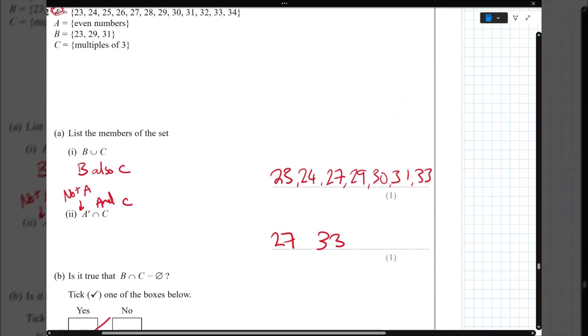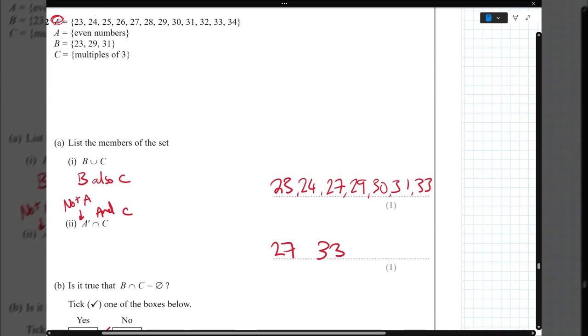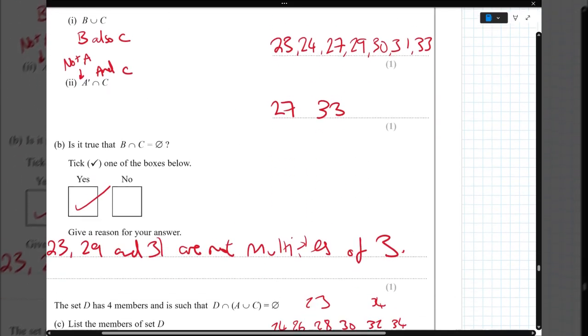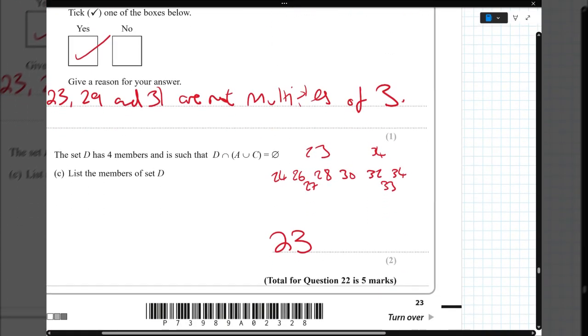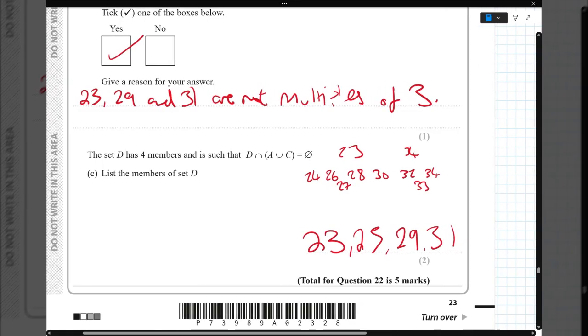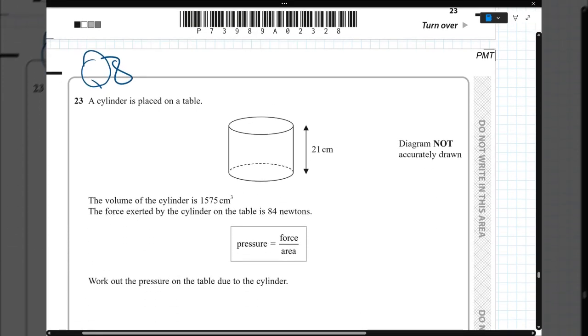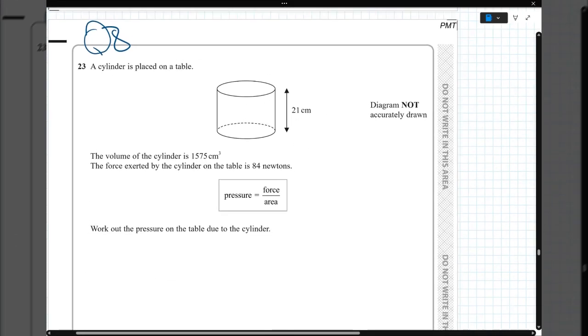So 23, 4 members. I want to say 25. Yeah, 25 isn't there. 26, 27, 28, 29 isn't there. And then 31. So those are 4 numbers. So they're the 4 numbers that are not in A union C. For 5 marks, that's really doable, especially if you're looking to get to that grade 5. I think it's very doable.